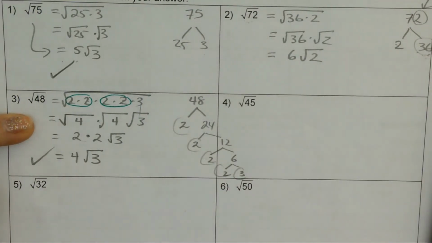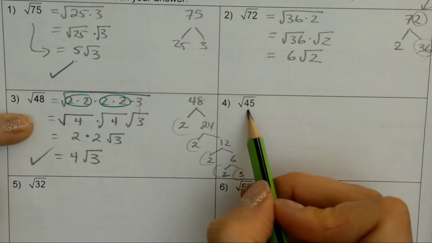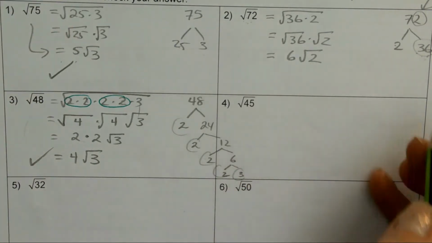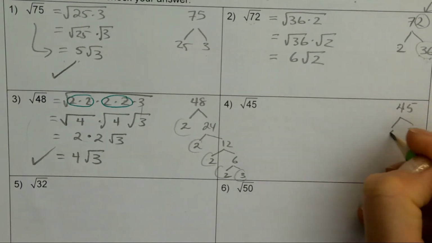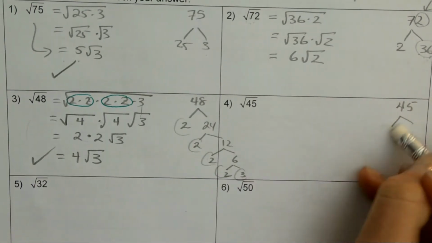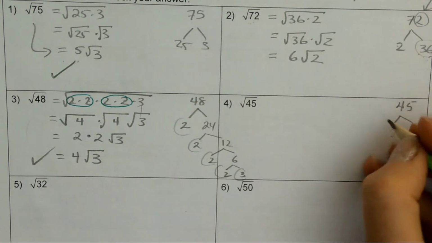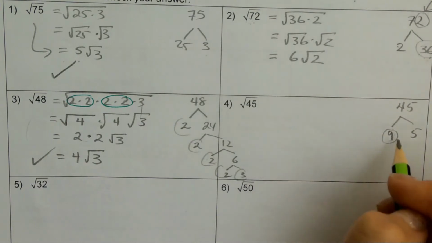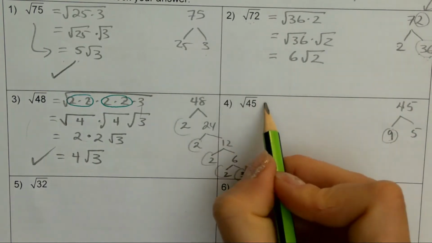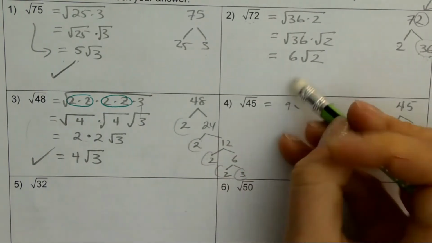45. I don't know a perfect square that's hiding in there, so let's just do it. 45. 9 times 5 is 45. Ooh, 9's a perfect square. So stop. Don't go any further. If you see a perfect square, we can stop. 9 times 5.